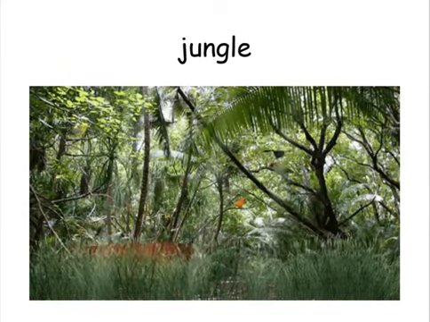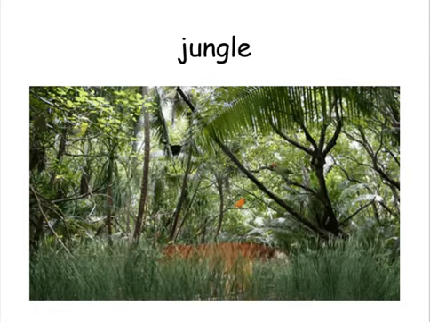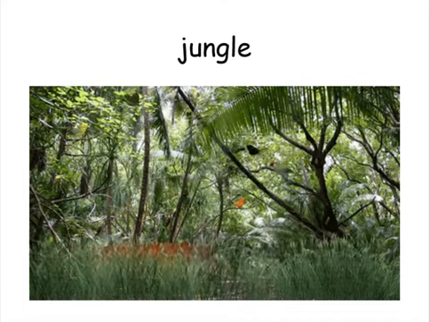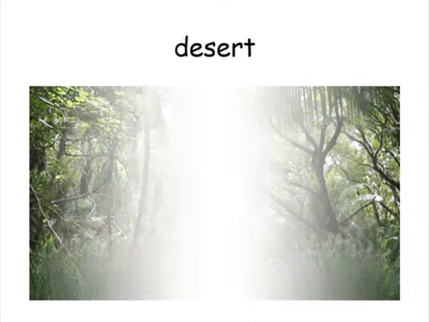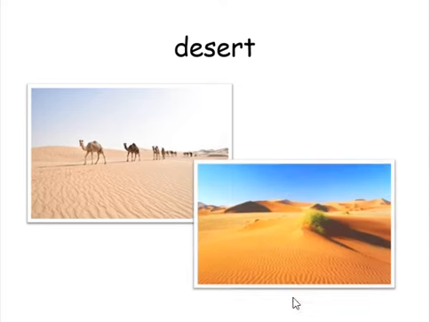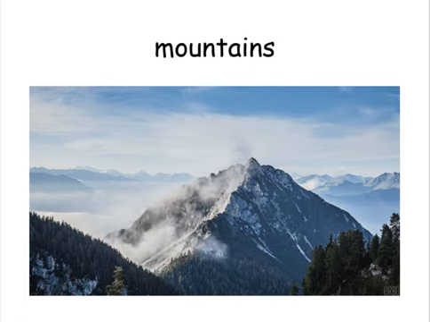Jungle. We can find tigers, birds, butterflies, lizards, and monkeys in the jungle. Desert. We can find camels and sand in the desert. The last one is mountains, where we can find rocks and snow in the mountains.